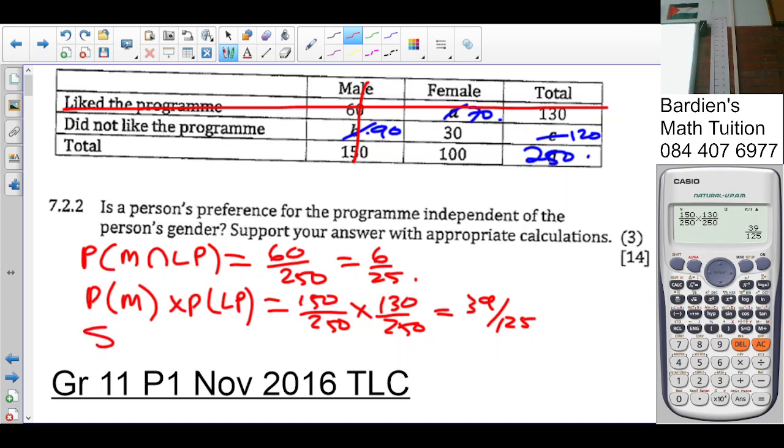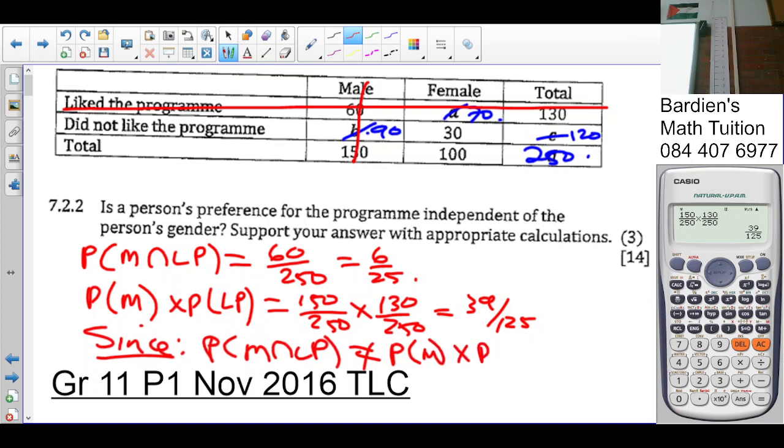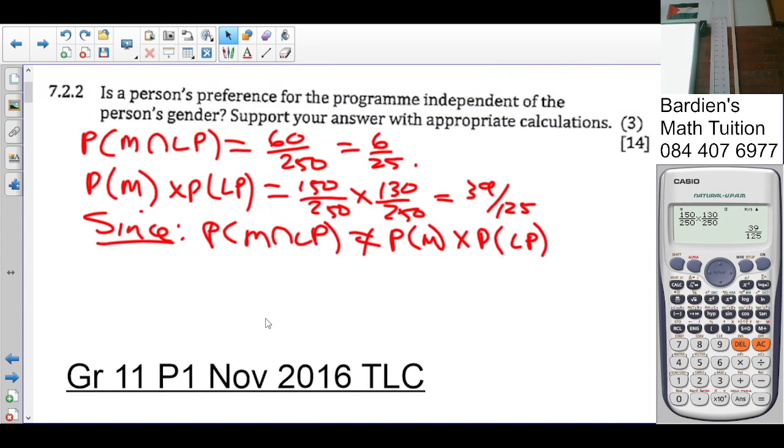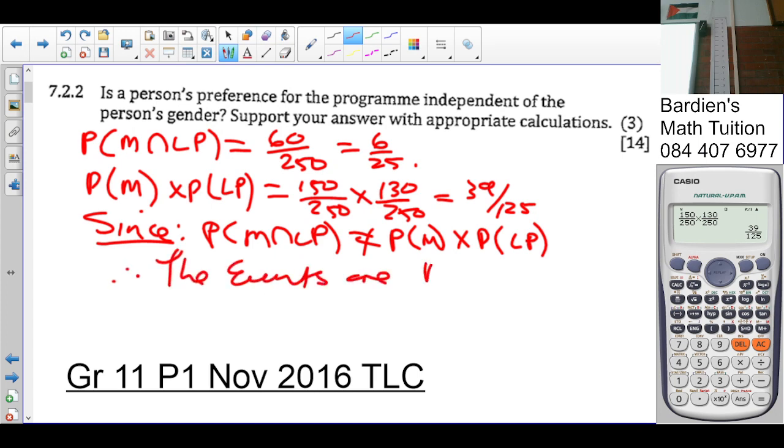So is this an example of independent events? No. Since the probability of male intersection likes the program is not equal to the probability of male times the probability of likes the program, therefore the events are not independent. Or we can say the events are dependent. Okay?